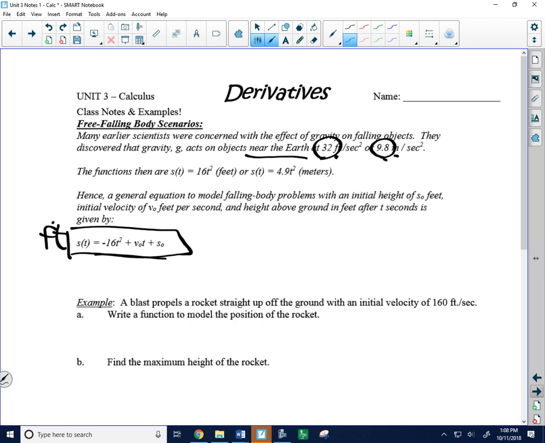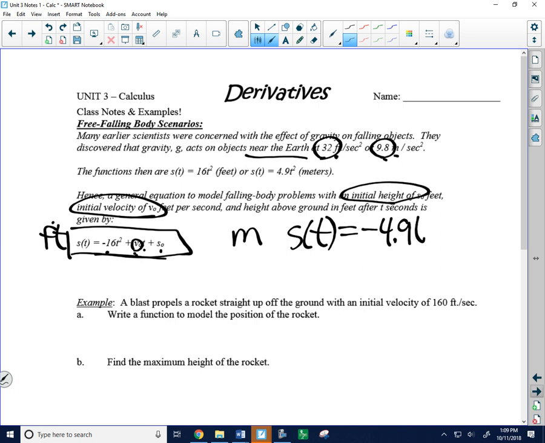But basically, you got negative 16t squared, this is position based on time for these, plus your v sub 0 is your initial velocity, let's say right here, times time, plus your initial height. S sub 0 is initial height. I want to write down the corresponding one. If it was in meters, it would be S of t equals negative 4.9 t squared, plus your initial velocity times time, plus your initial height. So it's the same thing, but negative 4.9.